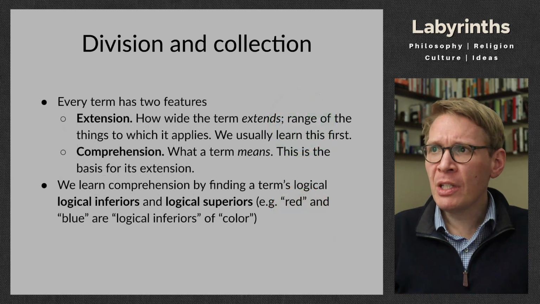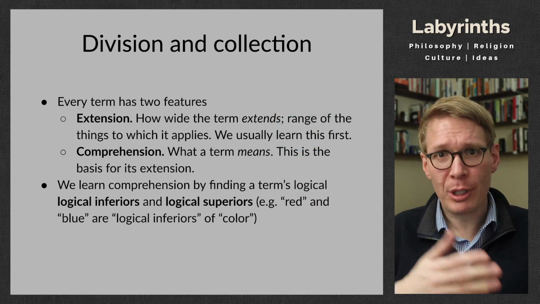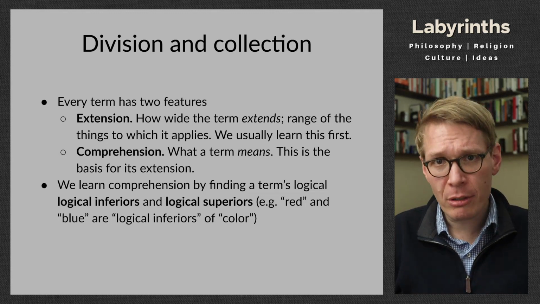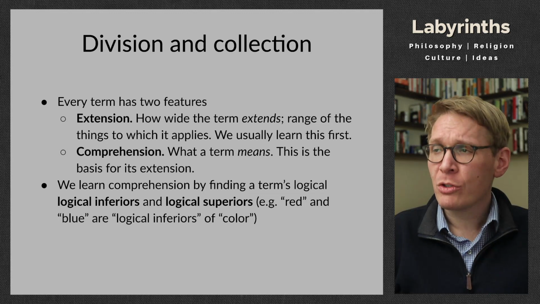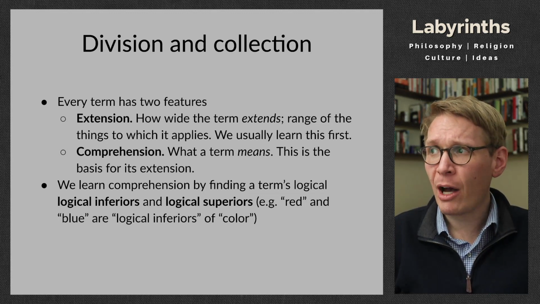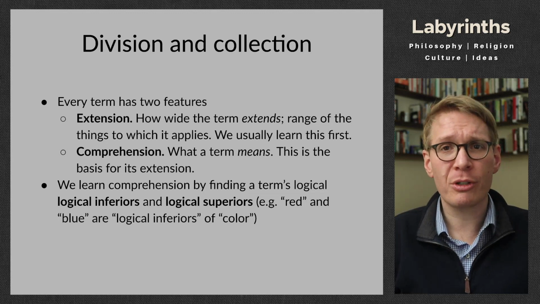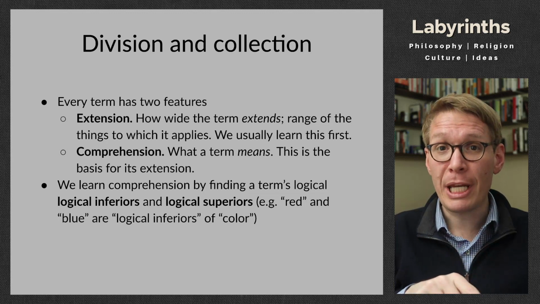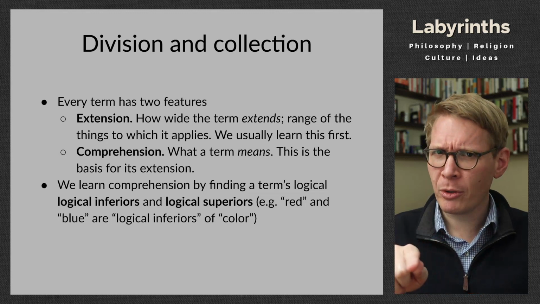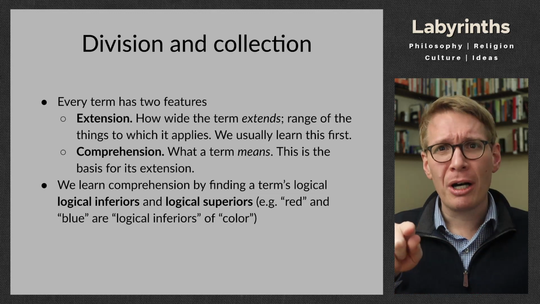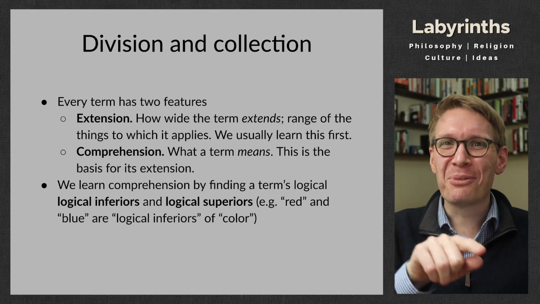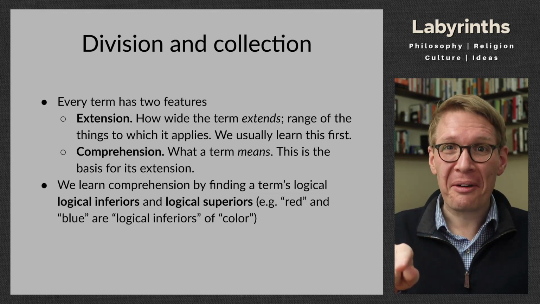Every term that we formulate, every concept we form about something in the world has 2 features. Its extension and its comprehension. So the extension of a term refers to how widely it extends, the range of things to which it applies, right? So apple, I see an apple and I say apple, right? I see a green apple, apple, I think, right? And then I see a pear, and it's not an apple. So I've reached the end of the extension of that term.